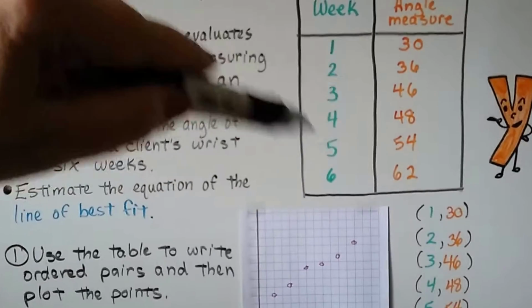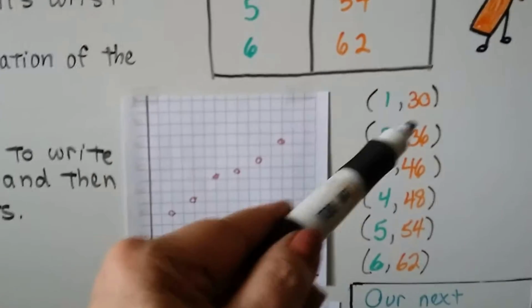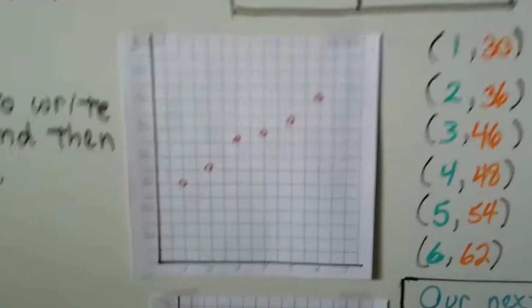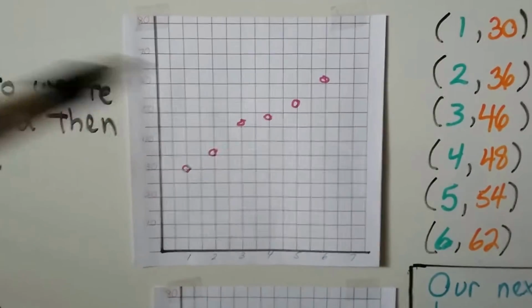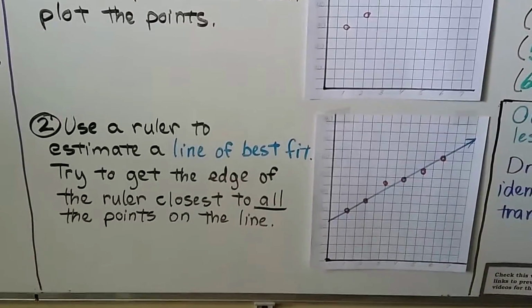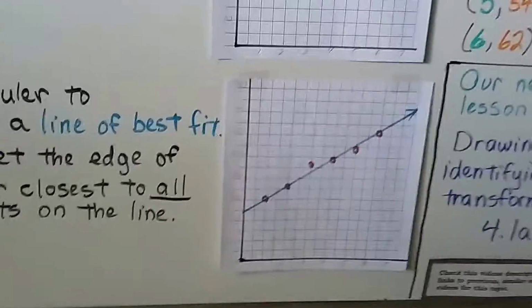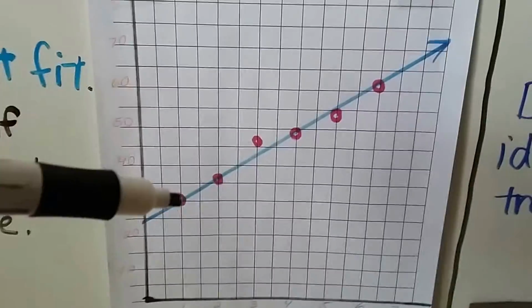We use this table to write ordered pairs, and we plot the points. We plot 1 for x, 30 for y. We plot all of these, and look at the line that it made. It's not quite straight, is it? This one's kind of sticking out. We use a ruler to estimate a line of best fit and try to get the edge of the ruler closest to all the points on the line. So we got kind of close. That one is sticking up a little bit, but that's okay.